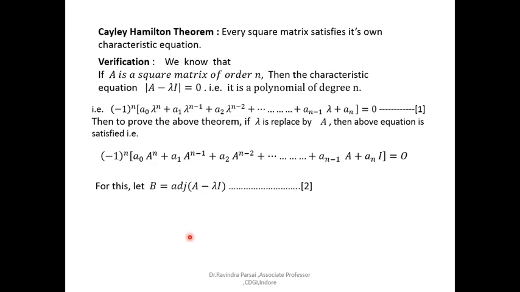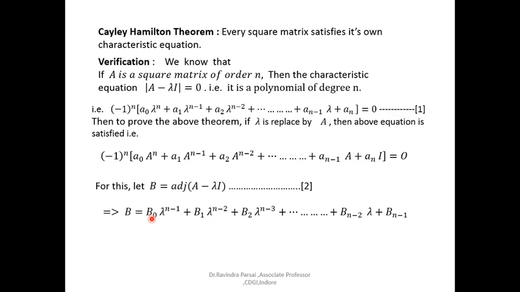For this, a very special approach adopted for verification of this result is: first we assume the matrix B as the adjoint of the matrix A minus lambda I. Then we know that it is a polynomial. Whenever you take the adjoint of a matrix, the polynomial you get always has degree n minus 1. So it is a polynomial of degree n minus 1 in lambda.